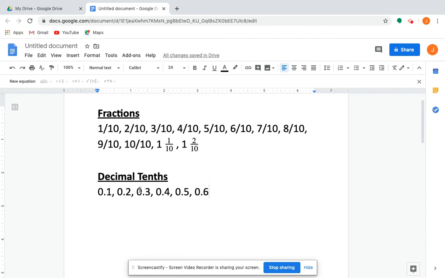So say I was counting up tenths by decimals, I would go to 0.1, 0.2, or 3 tenths, 4 tenths, 5 tenths, 6 tenths, 7 tenths, 8 tenths, 9 tenths. And then we kind of covered this a little bit yesterday. What would be next? Well, I wouldn't write this. That's 0.10. That's not 10 tenths, is it?